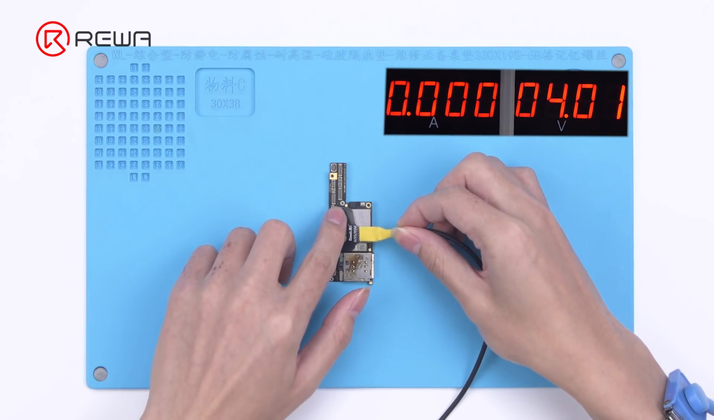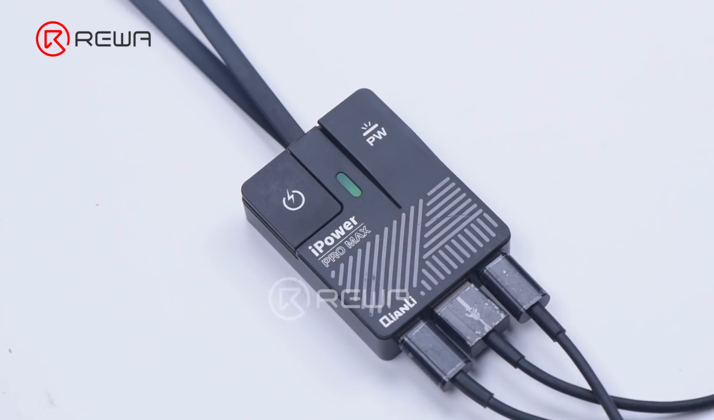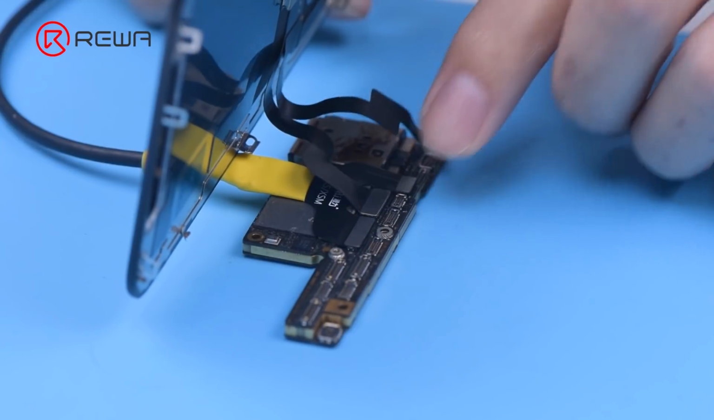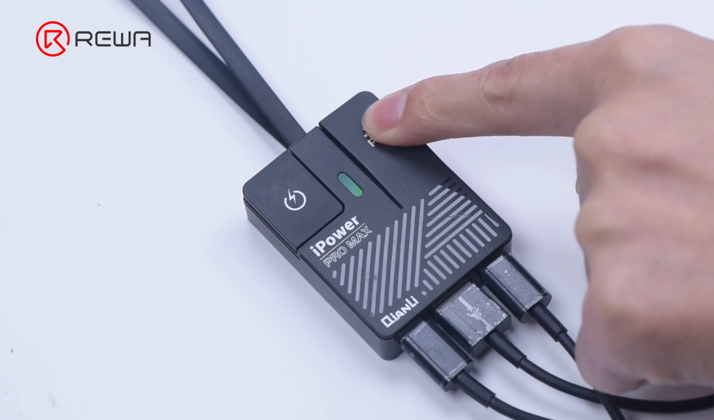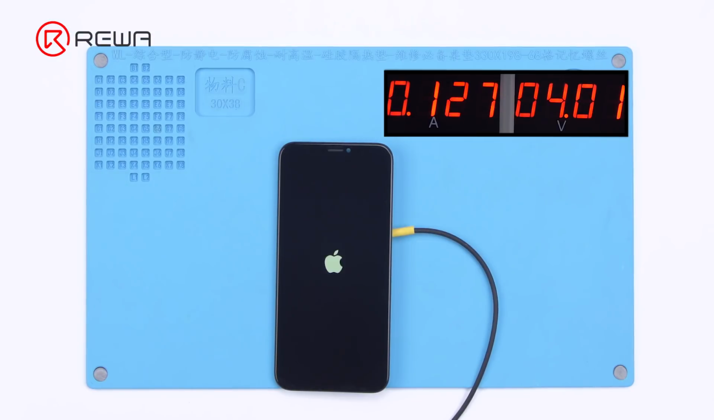Then we power up the motherboard for testing. The current is normal. Connect the screen to test. The boot current is also normal. The current leakage problem has been fixed.